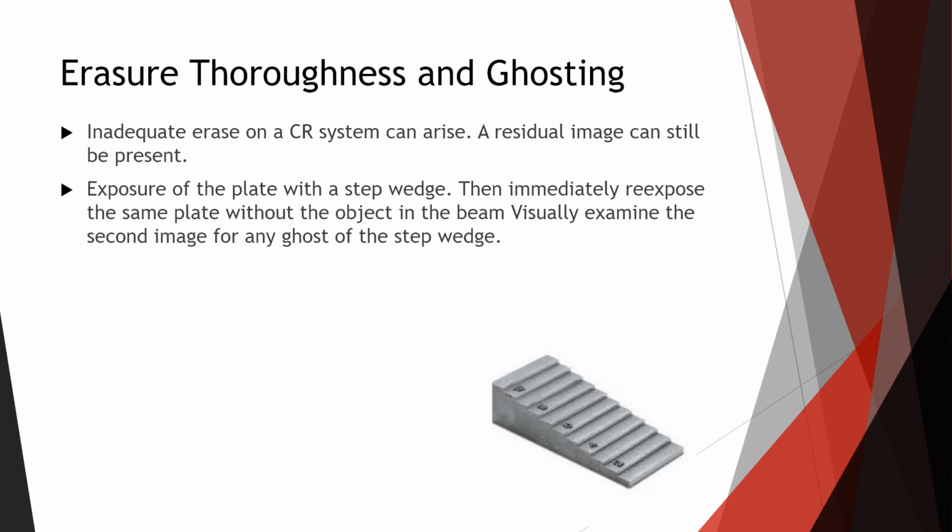Then we run it, we erase it. It goes through the erasure process. Then we take another exposure with nothing in the field. We visually examine the second image for any ghosting of the step wedge. Can we see the step wedge still in the image? If we can, there's a ghosting issue, possibly, or an erasure issue with CR.